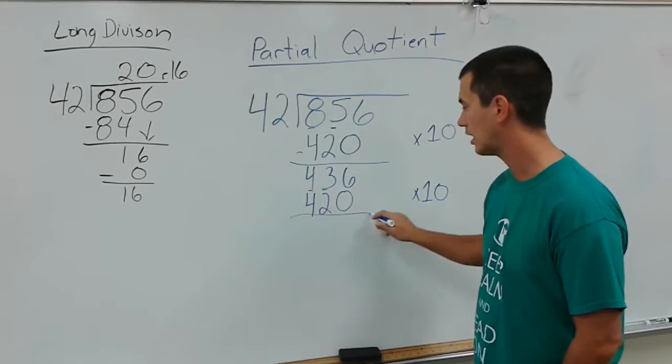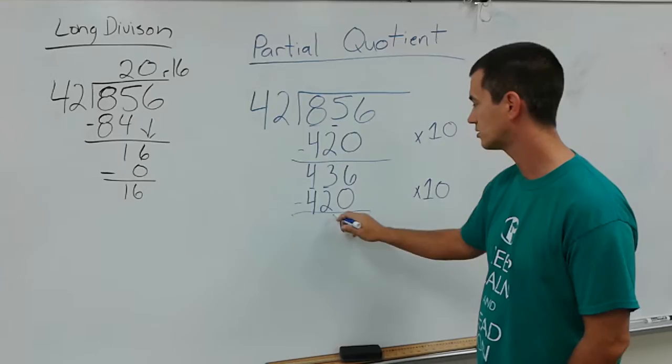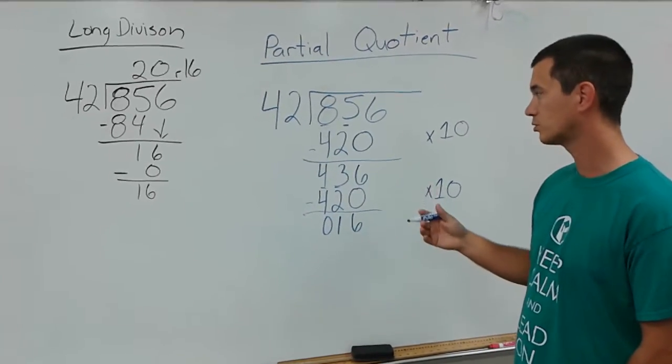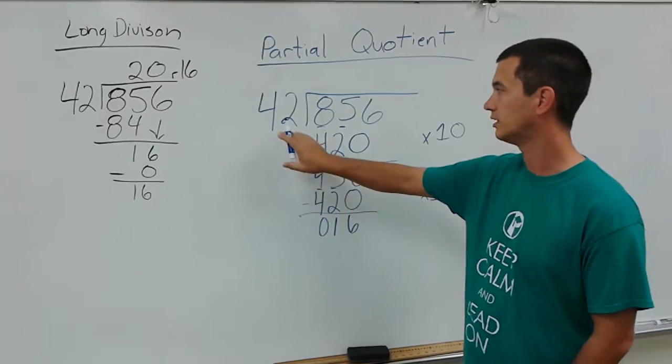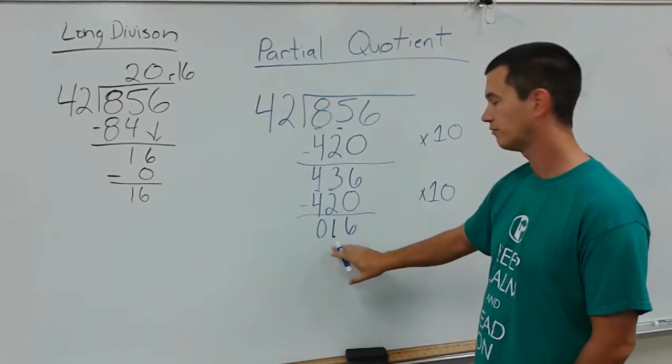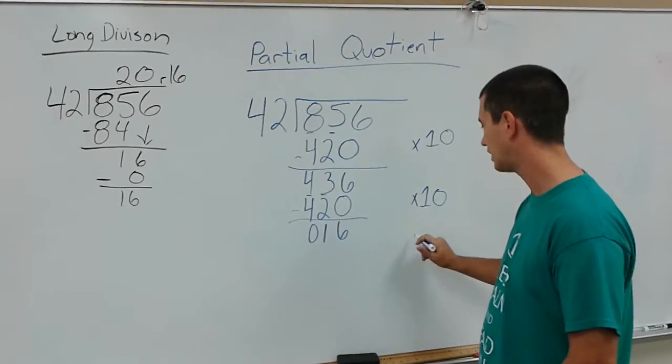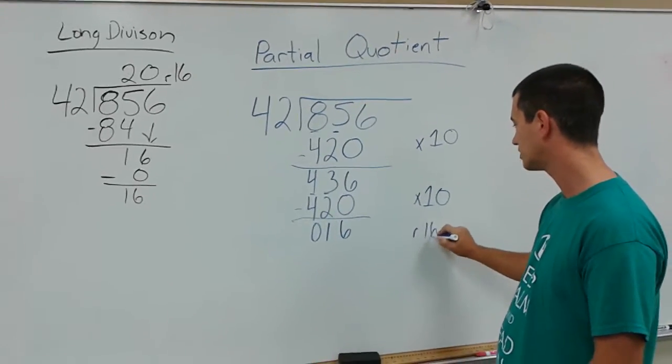And now they're going to subtract again. And they get a 6, a 1, and a 0. Now at this point, with partial quotients, they're looking at it and they're going, well, now I can't take 40 and take it from 16. There's no way to do that. So they know that this now becomes the remainder of the 16.